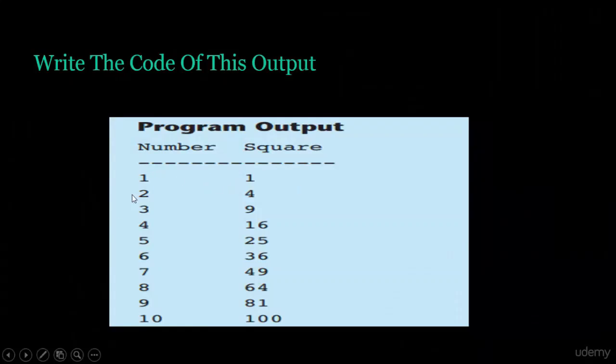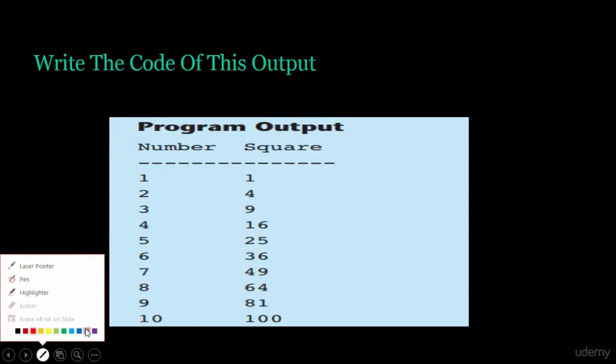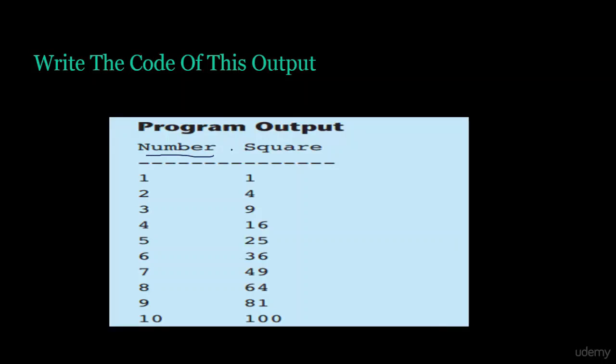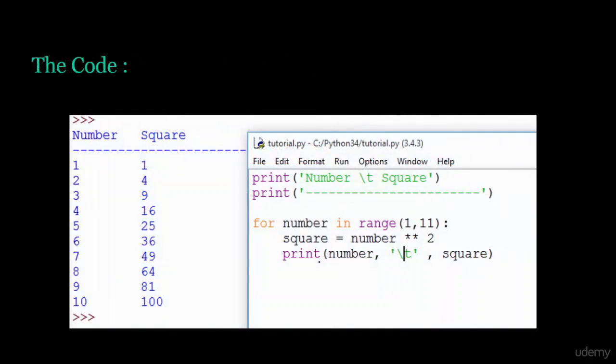I want to print something like this. Number, then a space, then square, then this line here, and print 1, 2, 3, 4, 5, 6, 7, 8, 9, 10, and the square of every number here. What we must do right now. Let's see the code here.